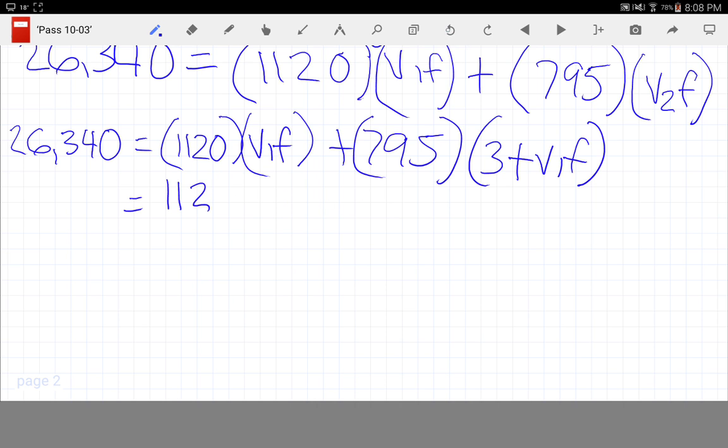I just got carried away. So right now I have 1915 V1 final plus 2385 meters per second. Perfect, that's what I have here. And then we can subtract that over. 19.15.